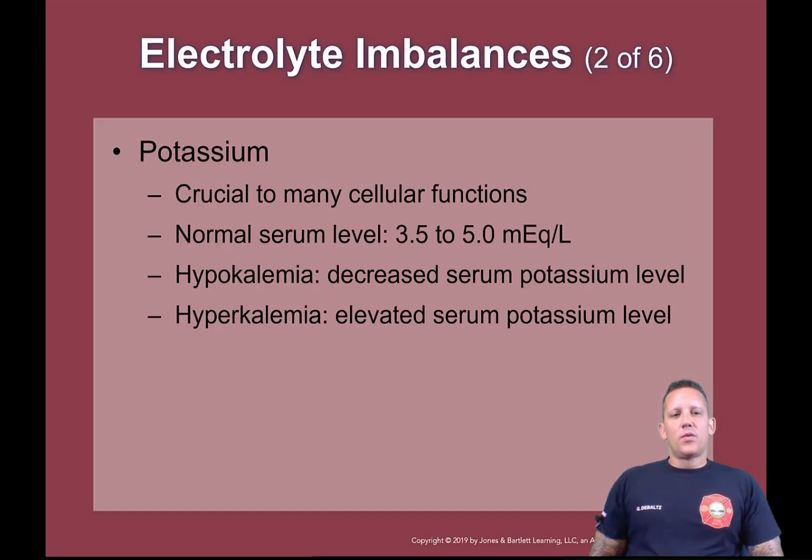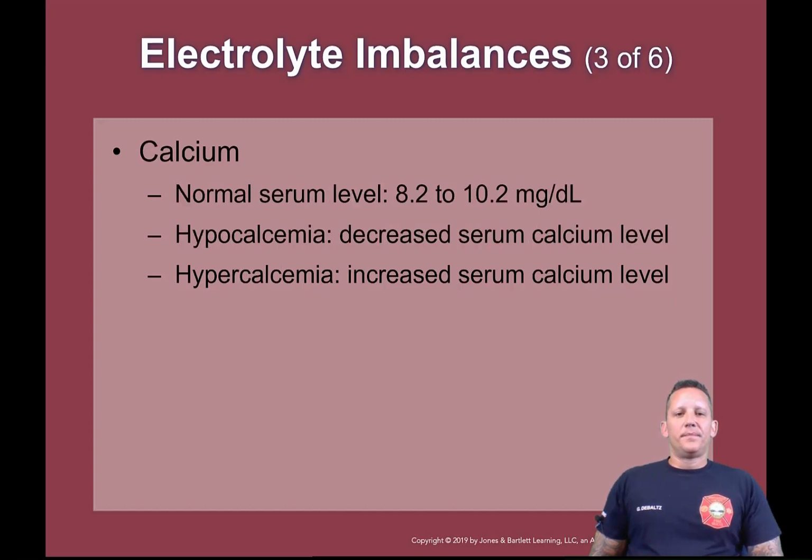Potassium is the next of the core four. This is also crucial to many cellular functions. The normal level is 3.5 to 5 milliequivalents per liter. Hypokalemia is decreased and hyper is elevated. Calcium, the normal serum level is 8.2 to 10.2 milligrams per deciliter. And then obviously hypo is decreased and hyper is increased above normal.